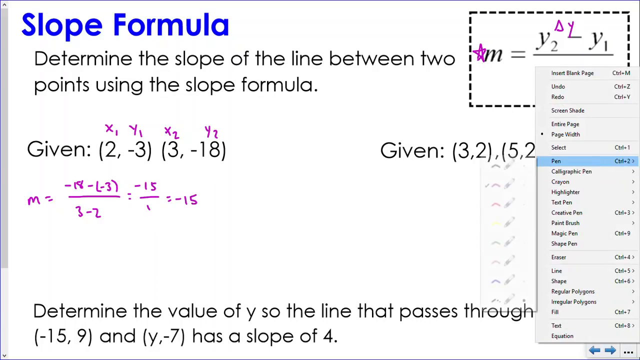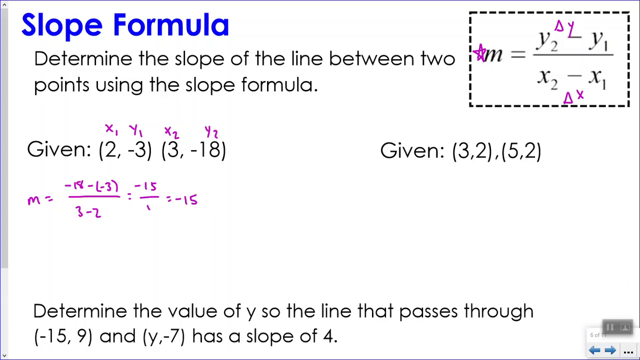Say we use the points in the opposite direction and we flipped it around. We would have -3 minus -18 all over 2 minus 3. So we get 15 over -1 and -15. So again, it doesn't matter which order we subtract in as long as we're consistent top to bottom.